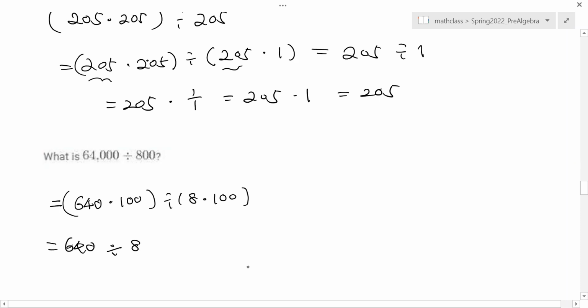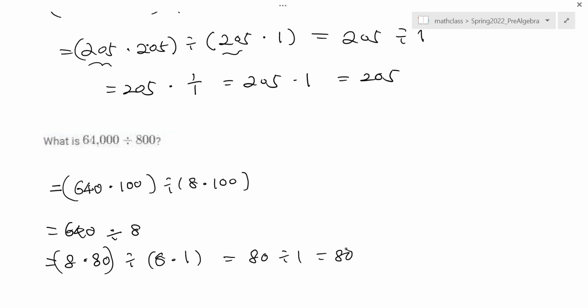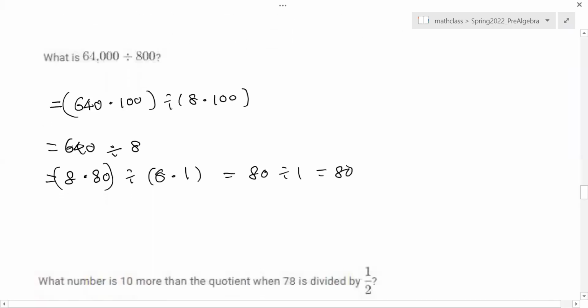And then 640 divided by 8, you can also say it's just 80. That's fine. If you want to give more details, it's 8 times 80 divided by 8 times 1, so 8 cancels by applying the formula. Just 80 divided by 1, that's just 80. Why did somebody give me 800? It should be 80, right? So be careful.